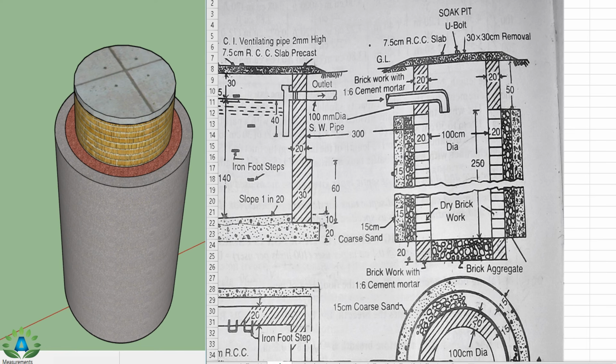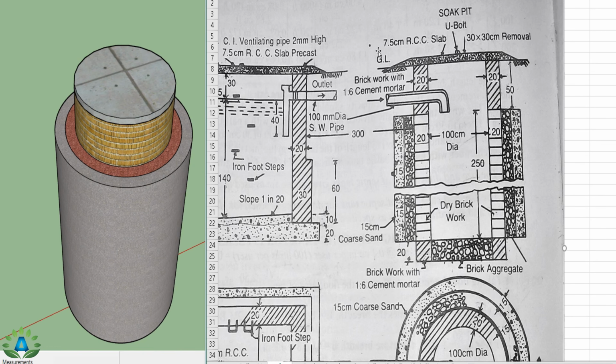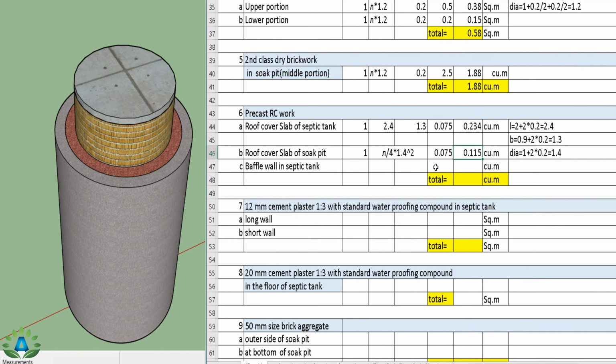So I can write the diameter as 1 plus 2 into 0.2 meter wall, that is 1.4. The height of this RCC slab is 7.5 centimeter. So I have to write 0.075 meter. So the height is 0.075 and we get the total quantity 0.115 cubic meter.